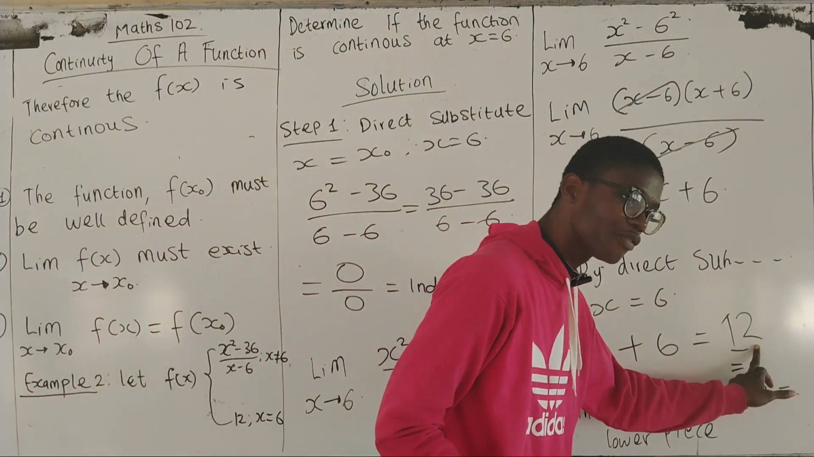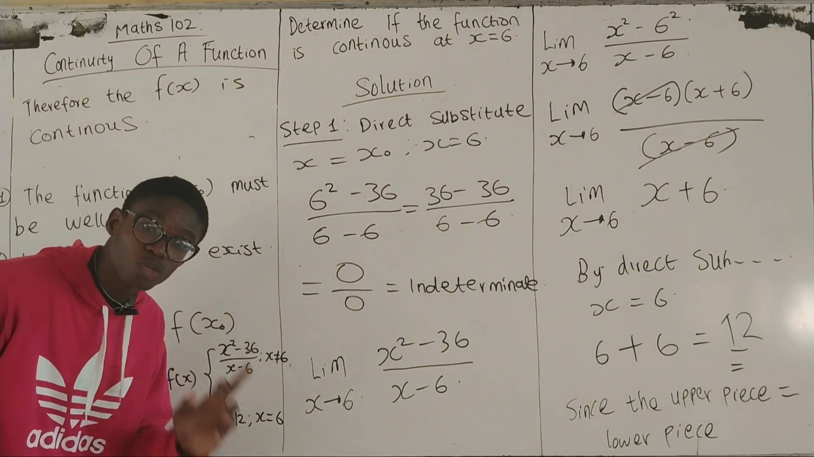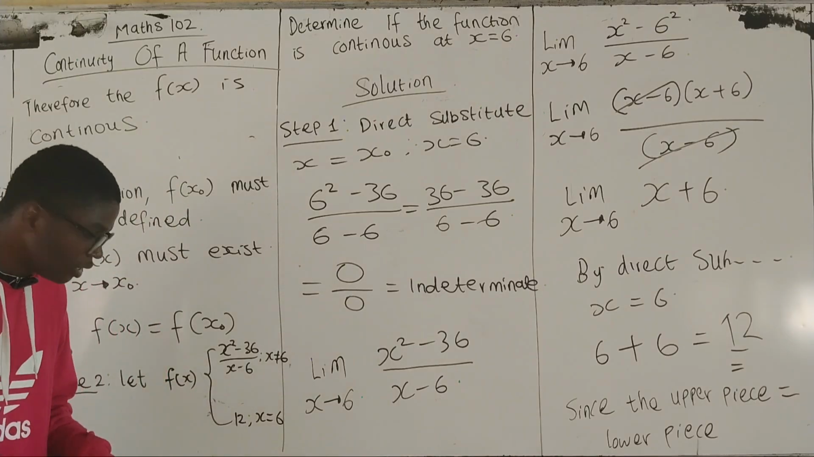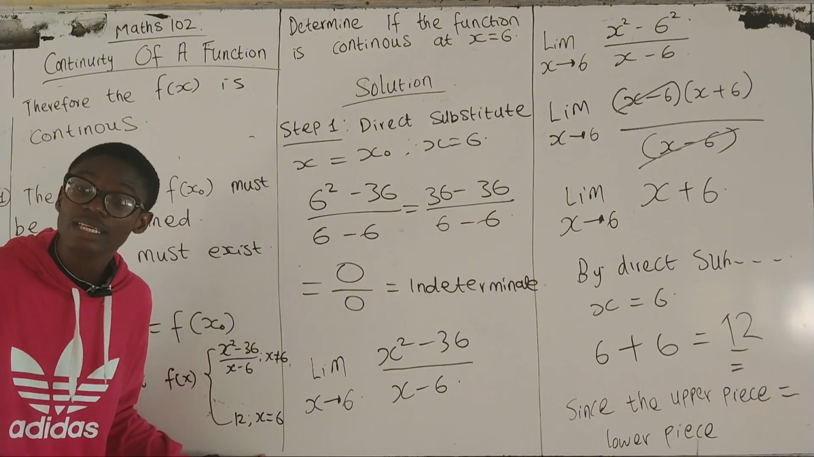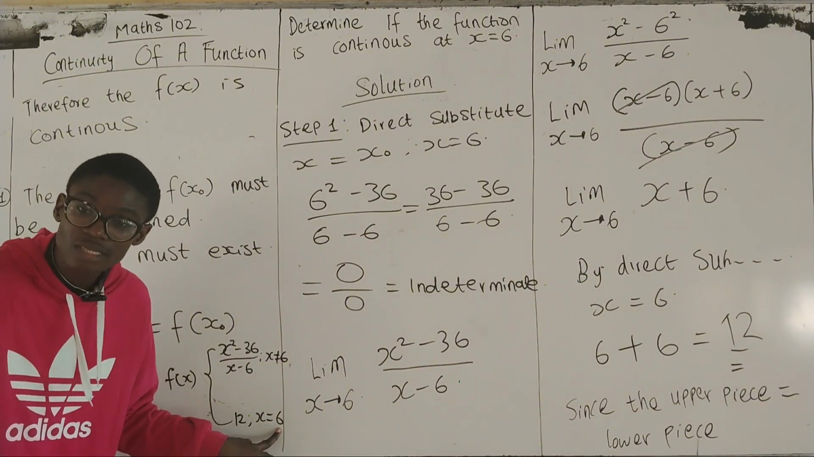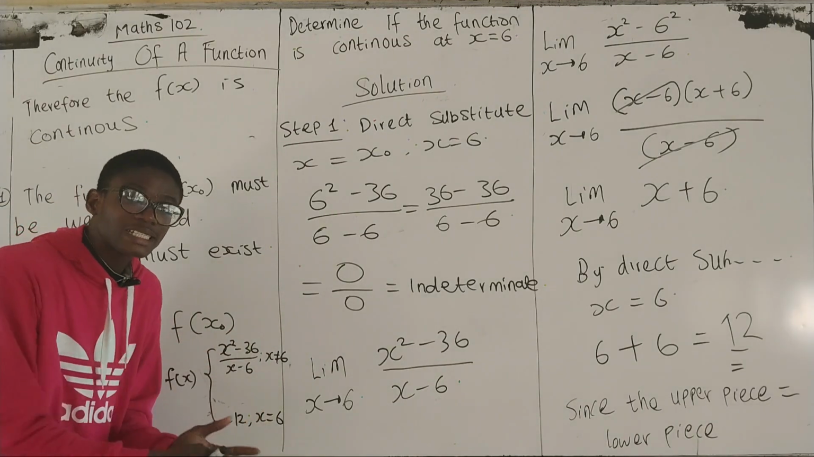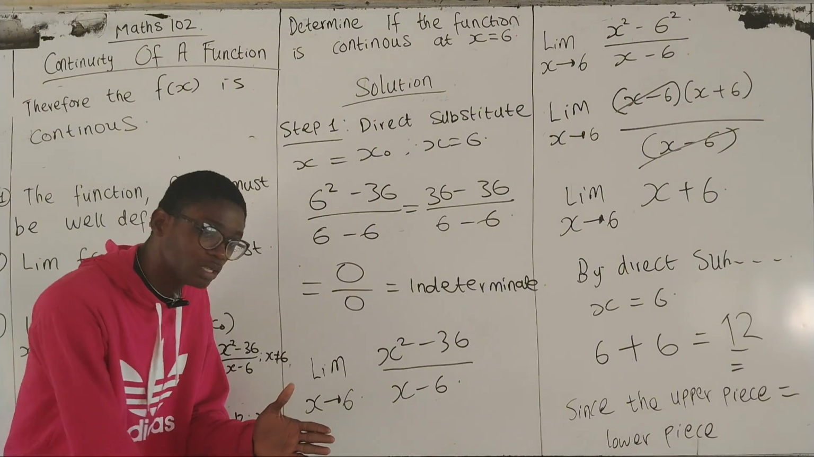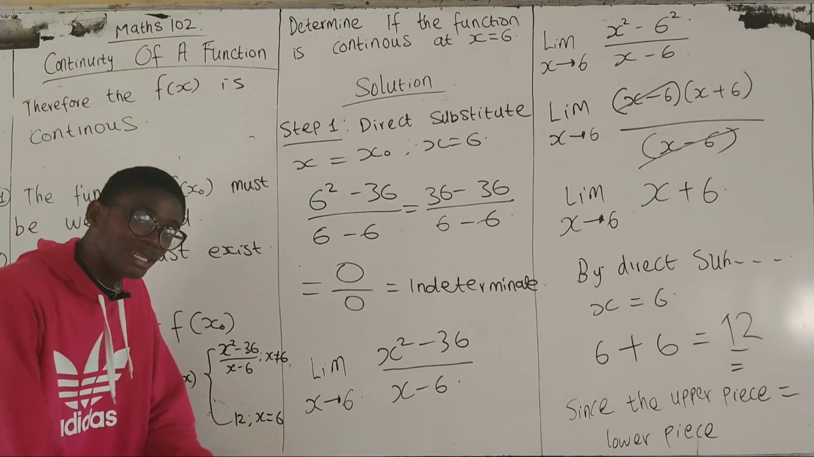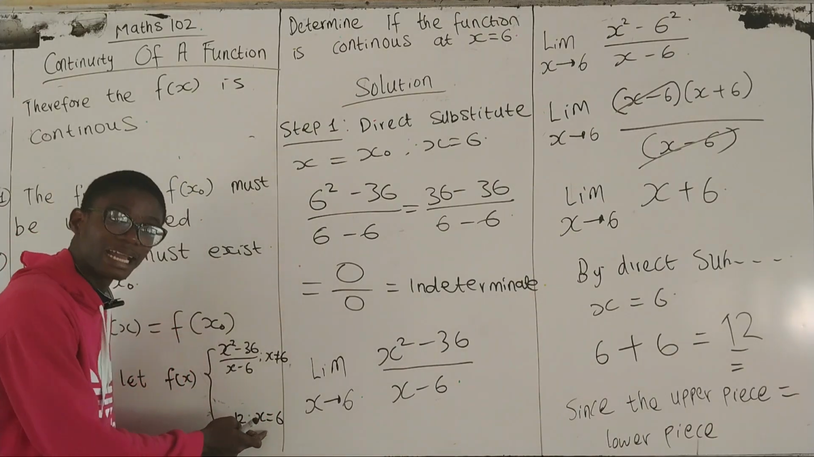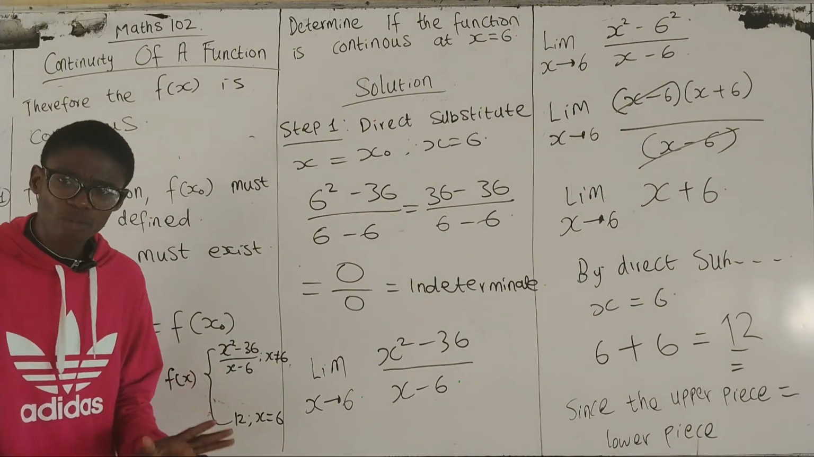Because this is 12, which is for the upper piece. We obey the rule of the upper piece, which is that x is not equal to 6. We solved, and after solving we came down and saw that what you get is the same thing as what you get here, where x is now equal to 6. Do you understand? So by taking the limit of this, we transform the function such that there will not be any denominator that will disturb it, and we can now direct substitute towards 6. As we are direct substituting, what we get is the same thing as what they told us at x equals 6. That means it's continuous. Hope you understand.